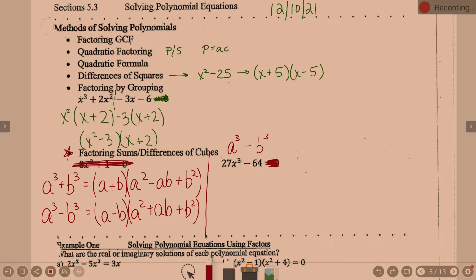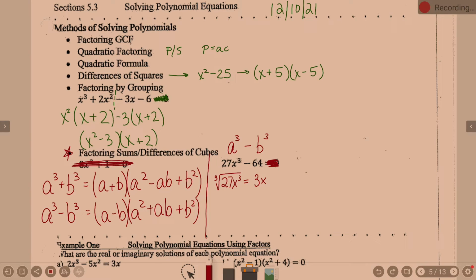The first thing I want you to do is find the cube root of each part. Okay, so what is the cube root of 27x cubed? What is the cube root of 27? What times itself a third time gives you 27? 3. 3 times 3 times 3. And what's the cube root of x cubed? X. So right there, the cube root of 27x cubed is 3x.